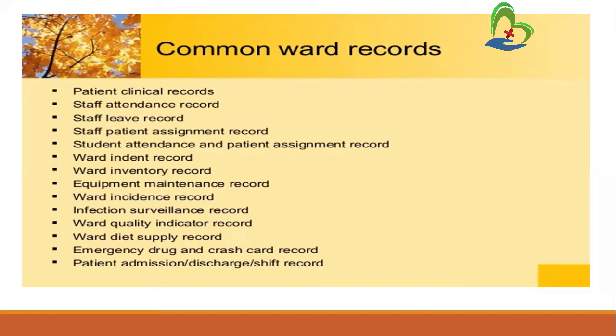Ward inventory record also, okay, same as the indent. Equipment maintenance record means, like, ET tube, flatus tube, enema can, then steam inhalation, how much equipment is present in the ward.